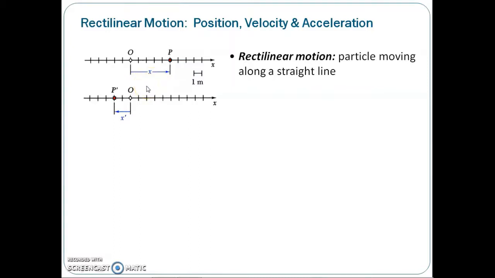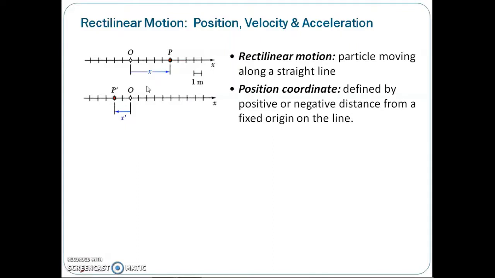The distance x with the appropriate sign completely defines the position of the particle. It's called the position coordinate. So the position coordinate is defined by a positive or negative distance from a fixed origin on the line. For example, the position coordinate corresponding to P is x equals plus 5 meters, whereas the position coordinate of P prime is equal to negative 2 meters.